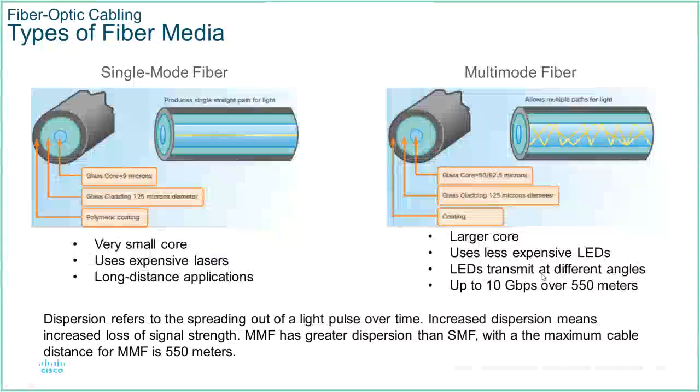Okay, so up to 10 gigabits per second, up to 550 meters in multi-mode. With single mode, we only use a single injection point, so one signal, but because it's only one signal and it won't interfere with each other, we can make it run a lot longer distance.